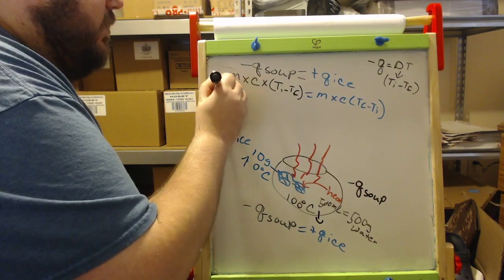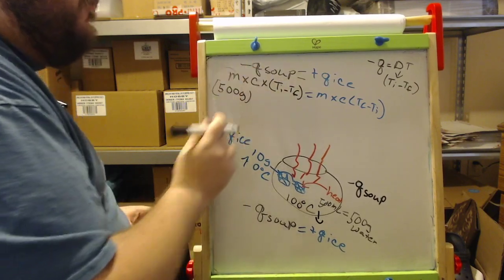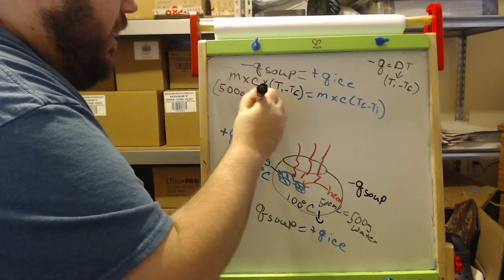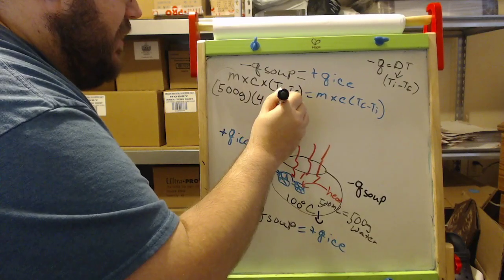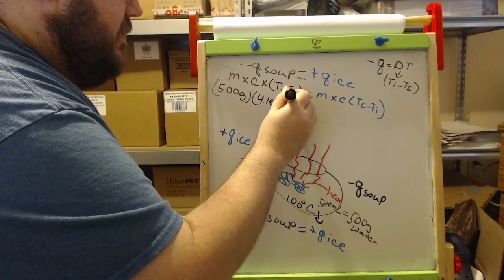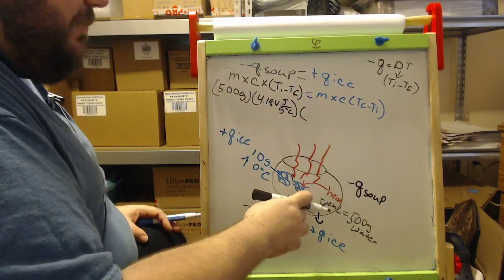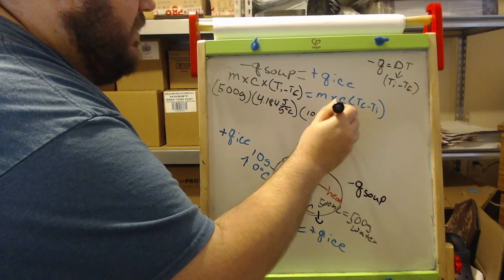So, 500 grams. Now, C we would have to look up for water. C for water is 4.184. It's that conversion that gets us from joules to calories. Degrees Celsius. The initial temperature is 100 degrees Celsius. I don't know what Tf is.